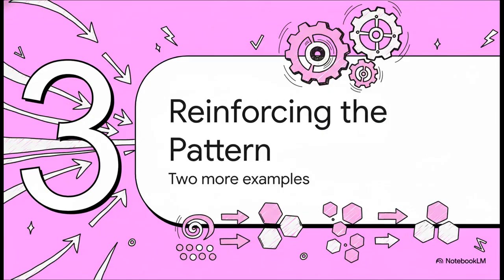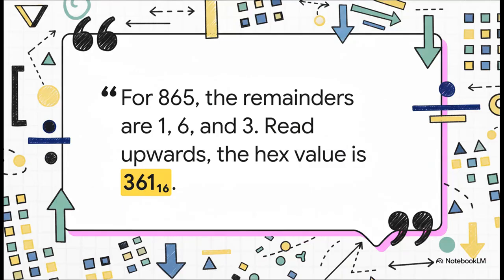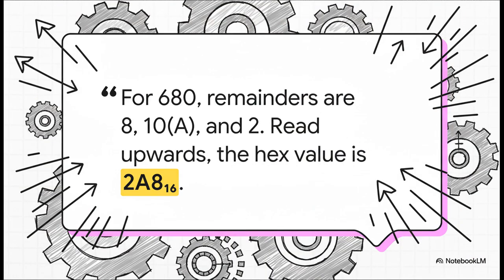All right, now that you know the secret, let's build up some confidence. We're going to run through 2 more examples, a little bit faster this time, just to really lock in the pattern. So take the number 865. If we apply the exact same process, dividing by 16 and collecting the remainders, we'd get 1, 6, and 3. We read those backwards, and 865 becomes 361. The pattern holds perfectly. Let's try one more with a letter in it, 680. After a few divisions, you'd end up with the remainders 8, 10, and 2. We know from our decoder that 10 is A. Reading them backwards, we get 2A8. See? The system is consistent every single time.